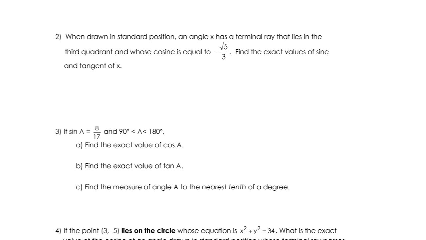Okay, so we are on the backside of day 6 notes. And in number 2, it says, when drawn in standard position, an angle X has a terminal ray that lies in the third quadrant and whose cosine is equal to negative square root of 5 over 3. Find the exact values of sine and tangent of X.